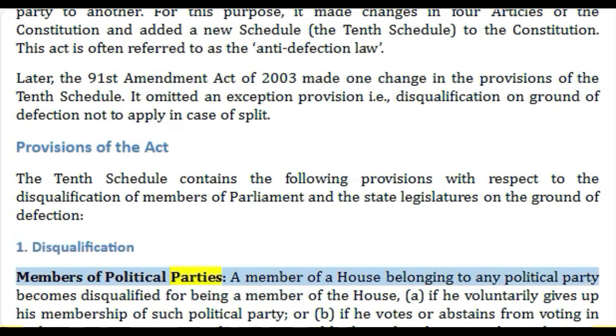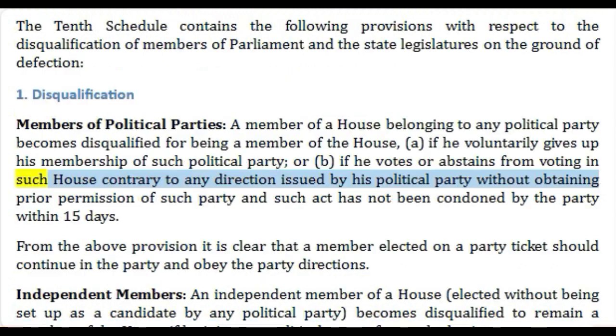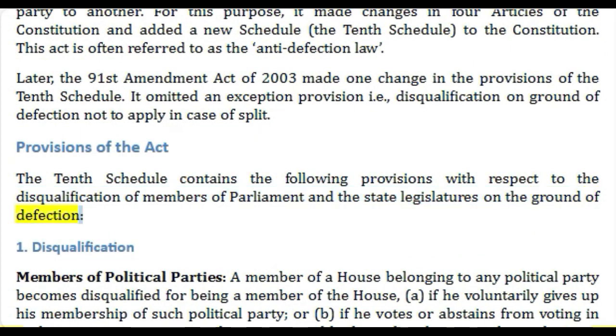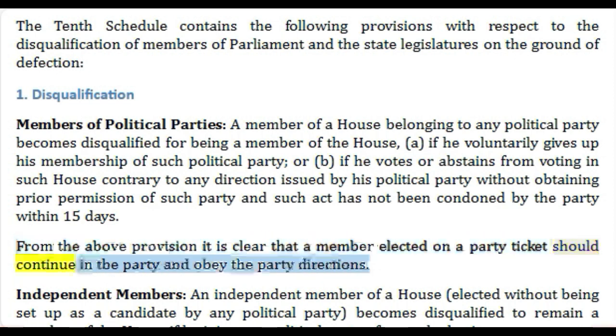Members of political parties. A member of a house belonging to any political party becomes disqualified for being a member of the house, A. if he voluntarily gives up his membership of such political party, or B. if he votes or abstains from voting in such house contrary to any direction issued by his political party without obtaining prior permission of such party, and such act has not been condoned by the party within 15 days. Ground of defection. From the above provision, it is clear that a member elected on a party ticket should continue in the party and obey the party directions.